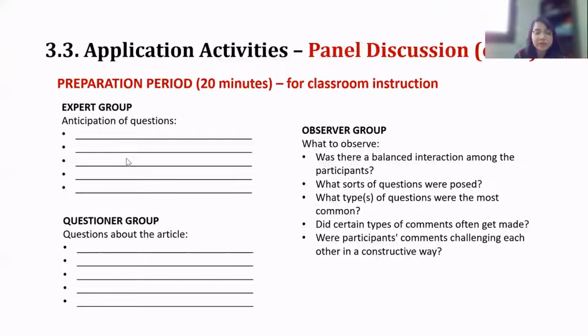For the observer group, please show this list of questions that will be their guideline in how and what to observe from the expert group and questionnaire groups. And you may encourage them to add more things to observe from the other 2 groups.